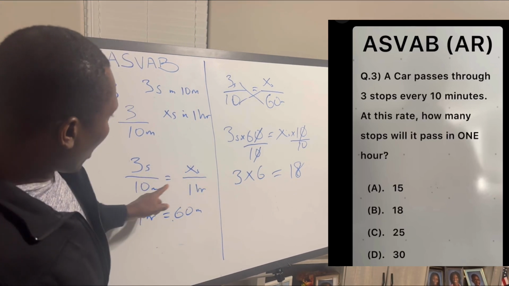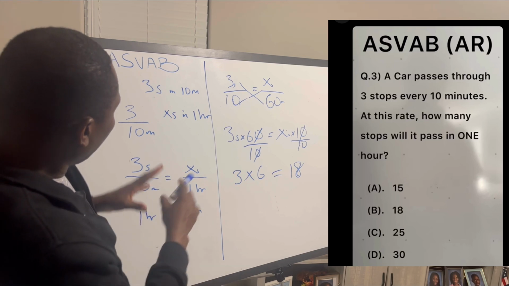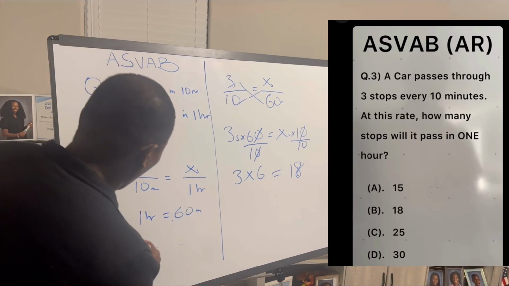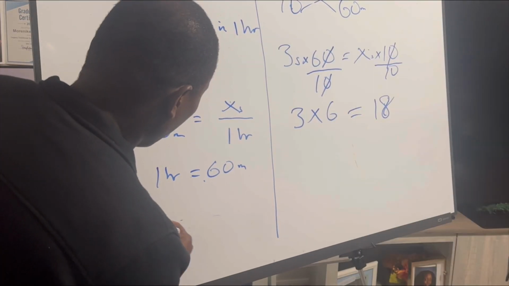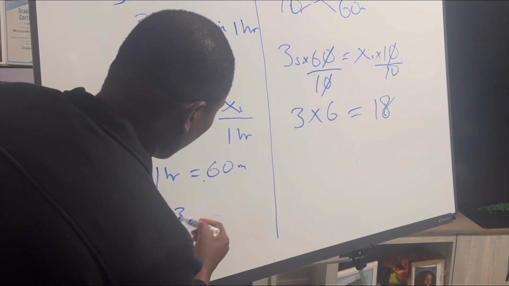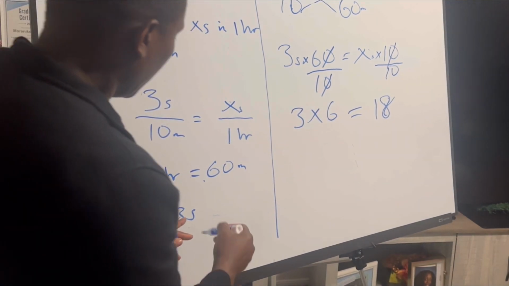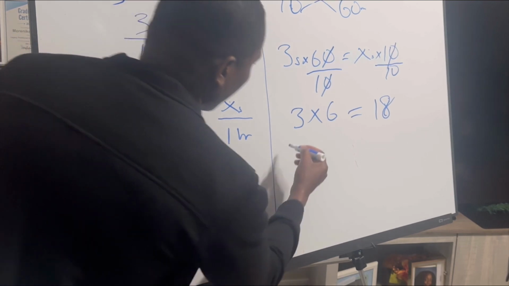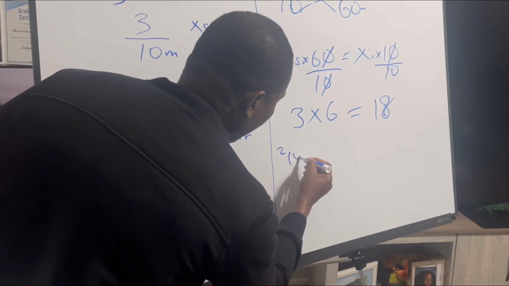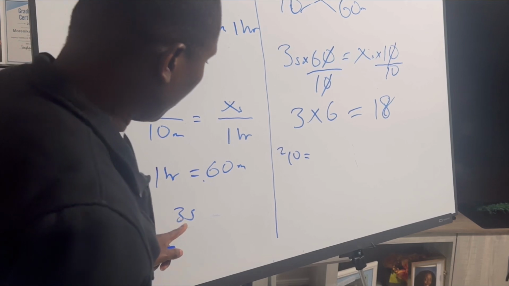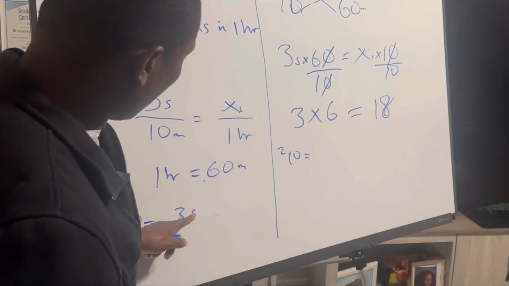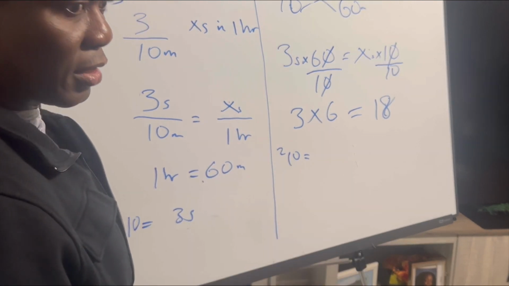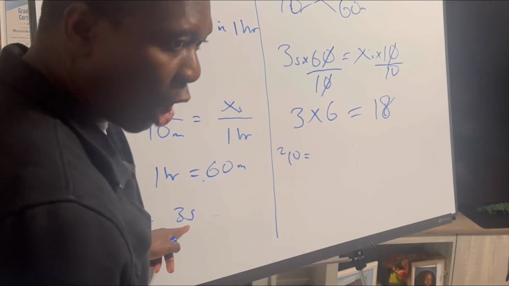If the car makes 3 stops in every 10 minutes, then in our first 10 minutes, how many stops? 3 stops. The second 10 minutes is going to be how many stops? 6 stops, because the next 10 minutes is another 3 stops. So that's 6 stops, right?